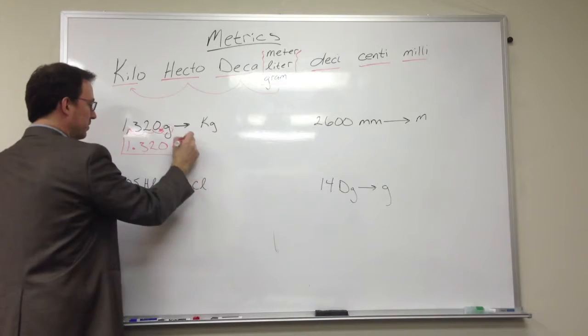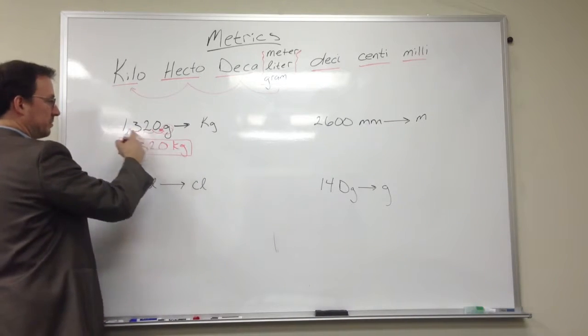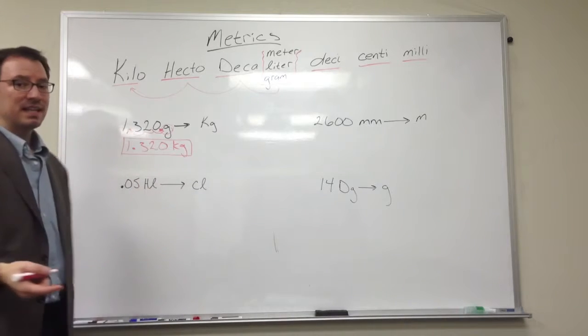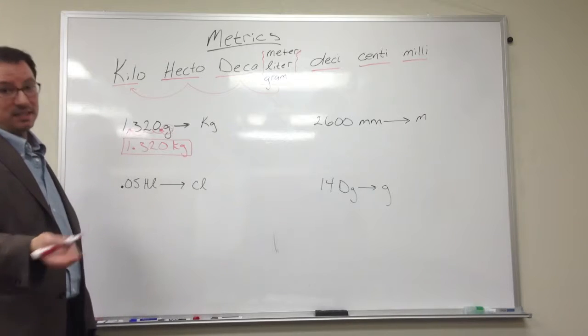So the new answer is 1.320 kilograms, 1,320 thousandths of a kilogram. That's how many 1,320 grams is. And that's really it. You just have to know where to move your decimal, and that's it. And that's the easy way.